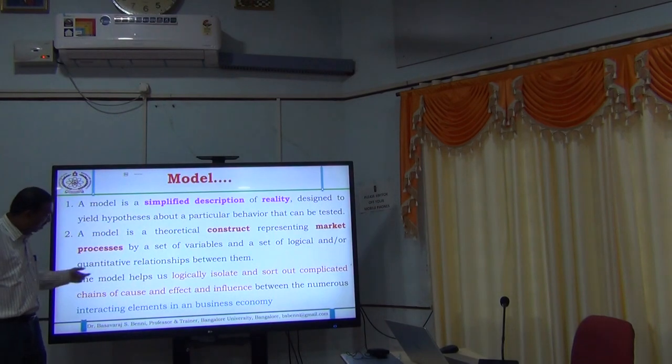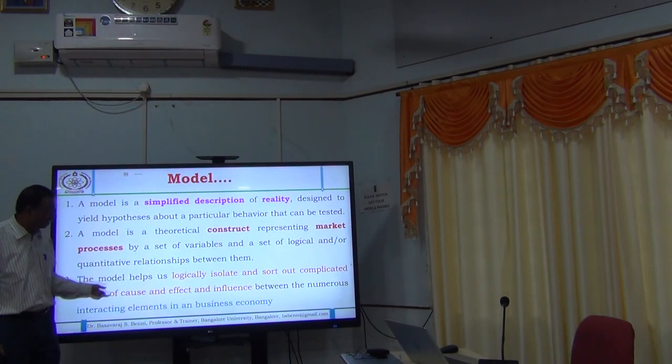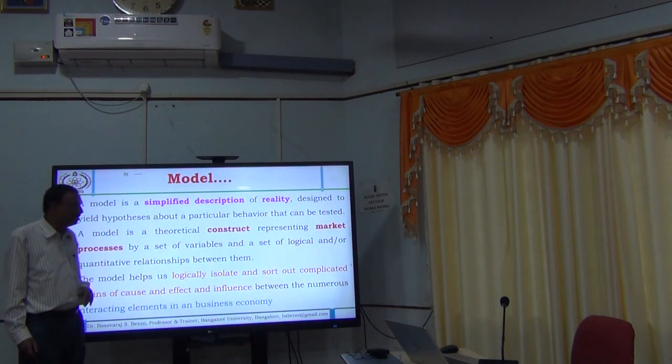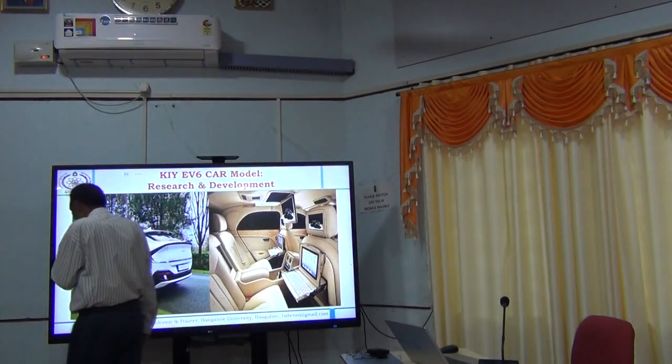I repeat, a model helps logically isolate and sort out the complicated chains of cause and effect and influence between numerous interacting elements in the business economy. Now, one more. What is this?